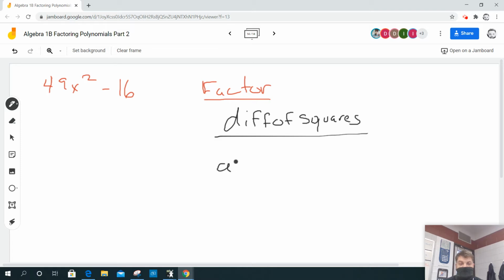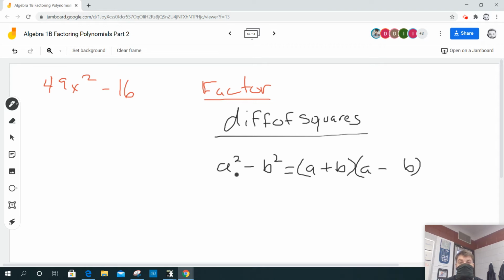is a squared minus b squared is equal to what? Can somebody tell me what goes in here? I'll do the first one, a plus b. What goes in the next one? a plus b and then a minus b.